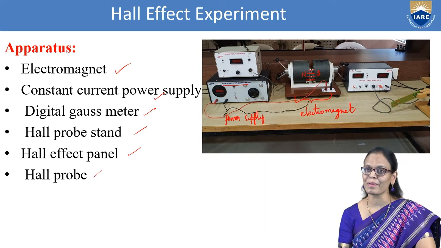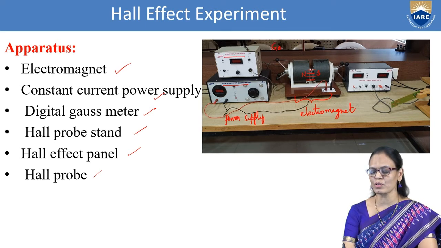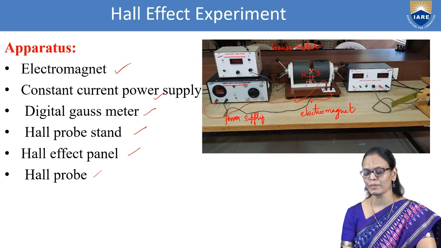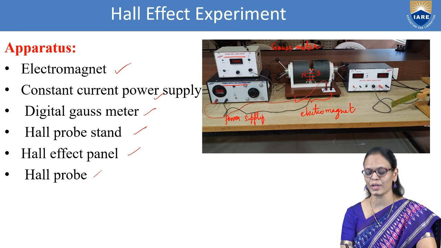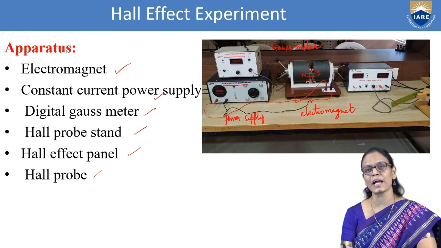Now, in order to measure the magnetic field, we need a Gauss meter. Gauss meter is an instrument which is used to measure the magnetic field. So we are using this Gauss meter to measure the magnetic field. It will have a sensor. When you place the sensor inside, you can adjust the magnetic field with the help of the knobs and keep the required magnetic field. And it varies with the amount of current that is flowing through the coil.